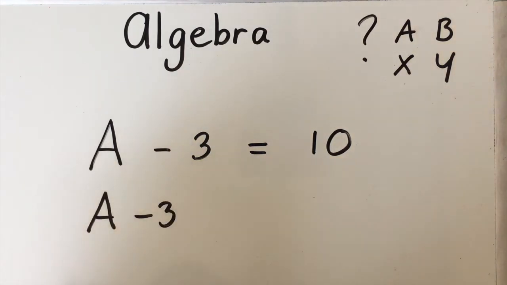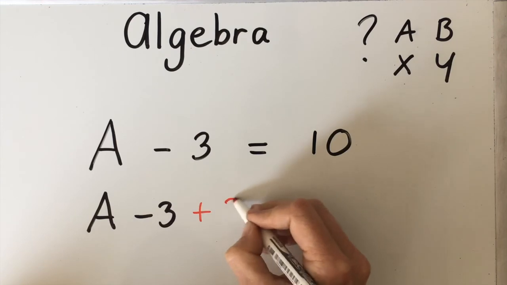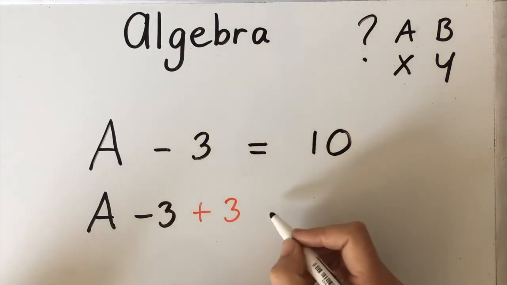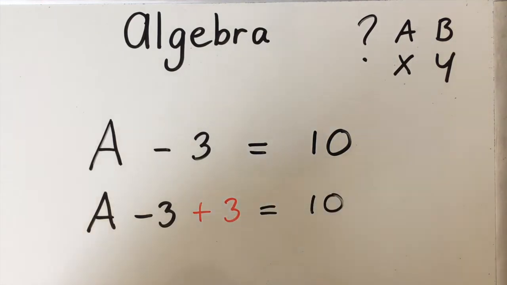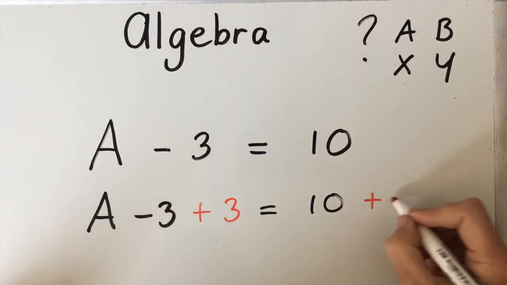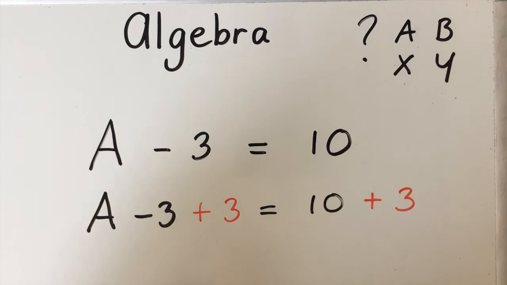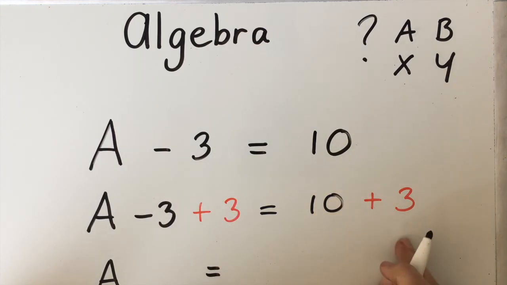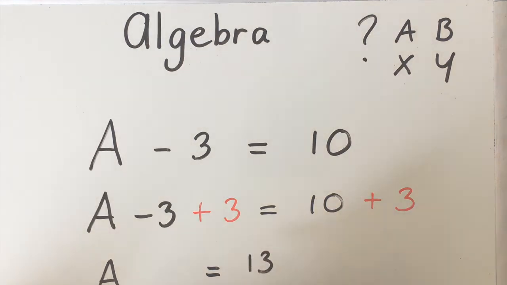So minus 3 plus 3 equals 10. And whatever I do here, I also have to do there. So now I have a minus 3 plus 3, which is 0, equals 10 plus 3, which is 13.